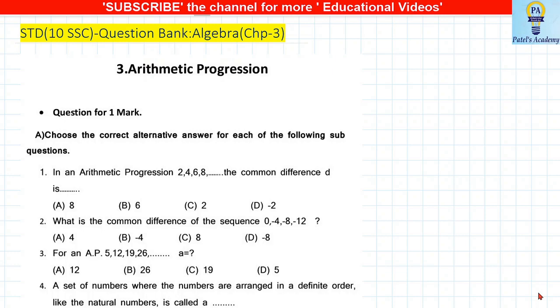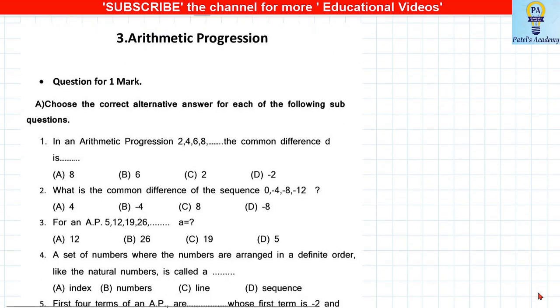Hello students, today we are going to solve 10th standard SSC question bank Algebra chapter 3, that is arithmetic progression. So let's see the first one. MCQ. In an AP 2, 4, 6, the common difference is dash.